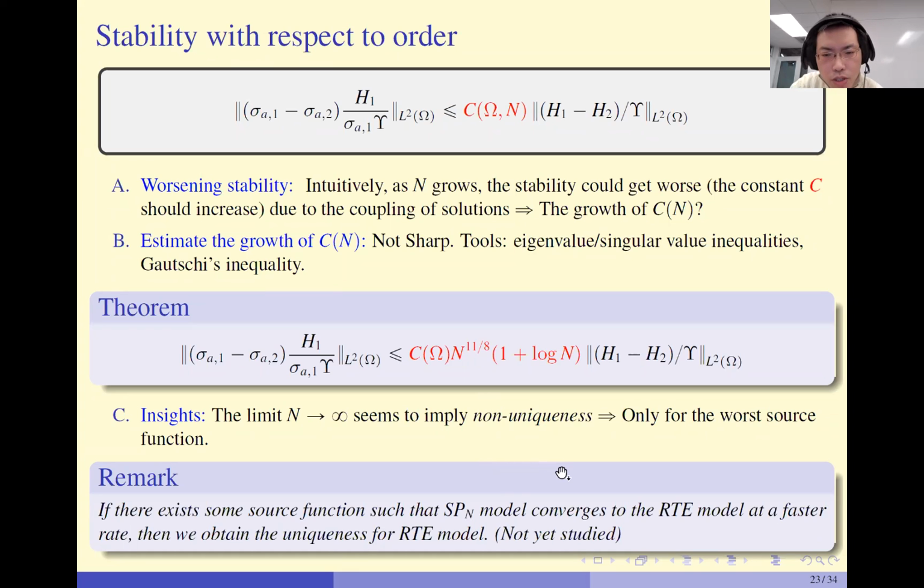And also, if the SPM model converges to the true model at a faster rate, which means the difference between these two, suppose H2 is the true model solution and H is just the SPM model, if the convergence between these two decays faster than this quantity, then we will get the uniqueness result at least for the radiative transport model. But still, I haven't looked into that, so it's still an open question.